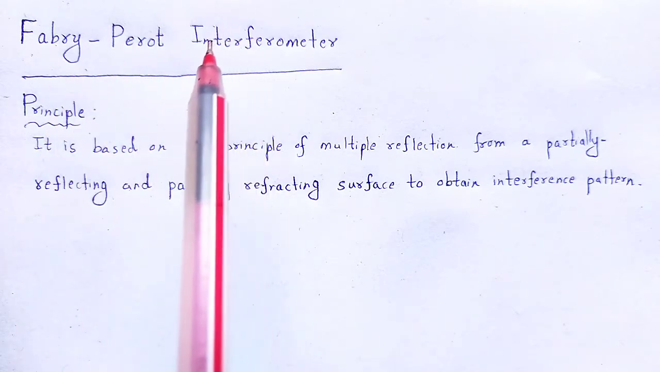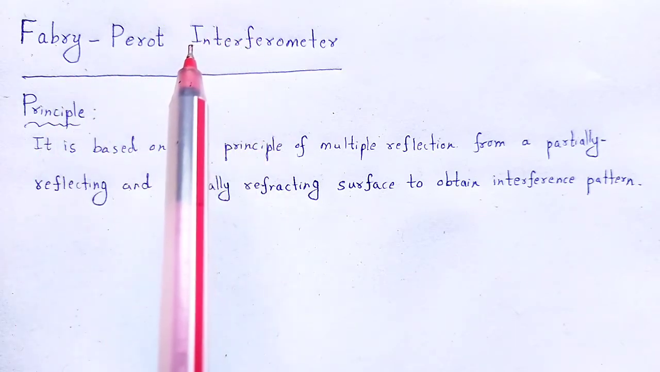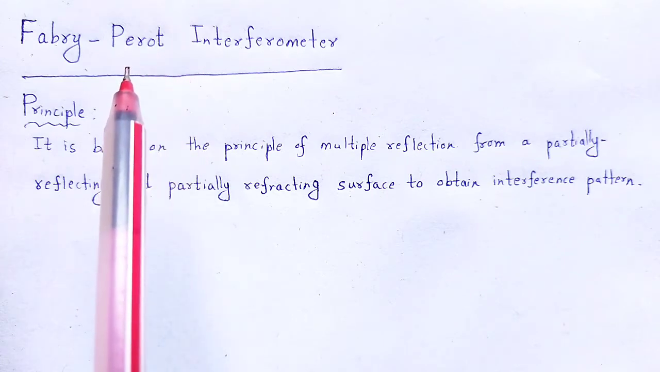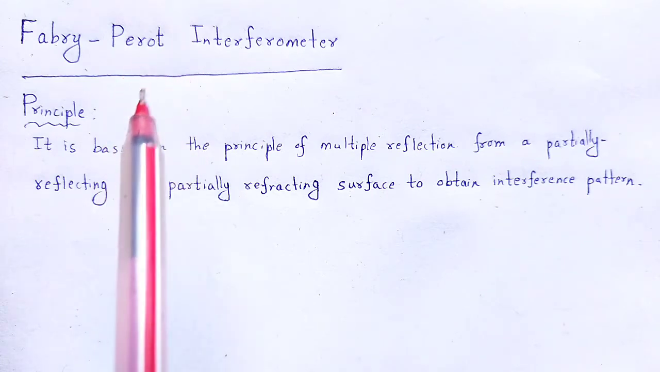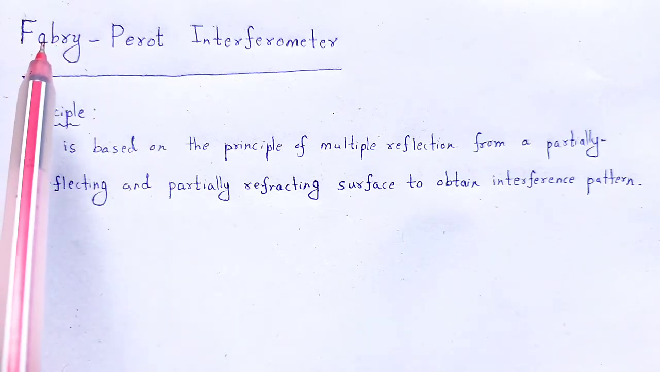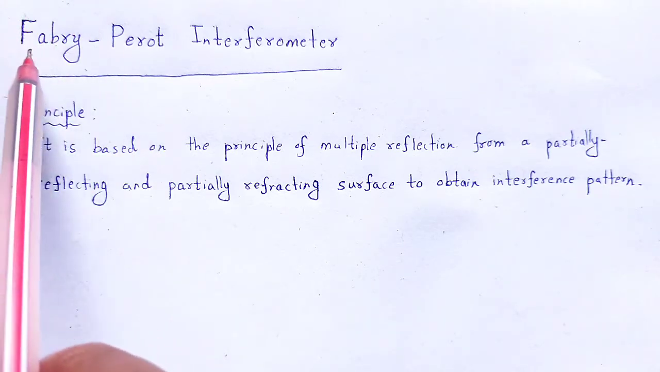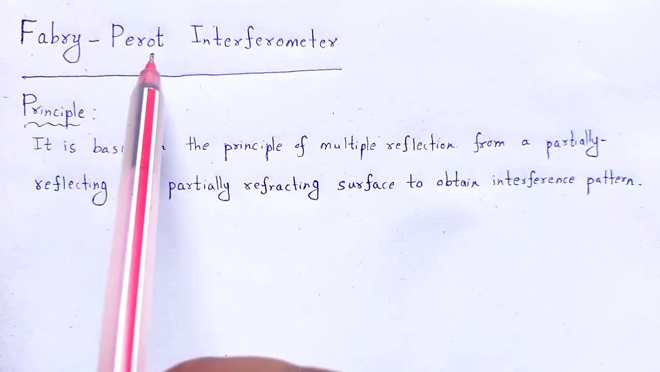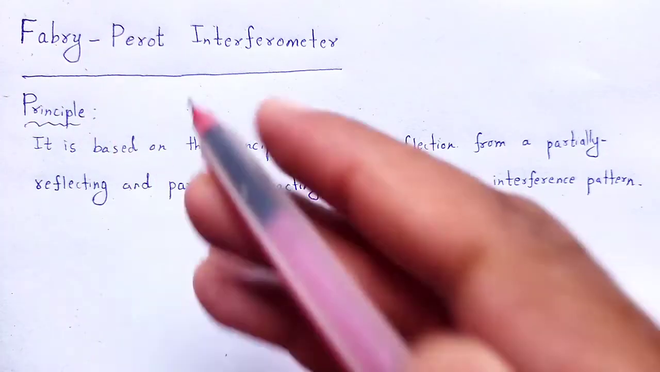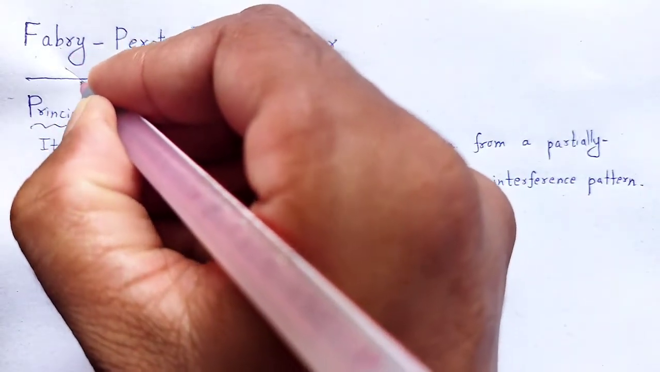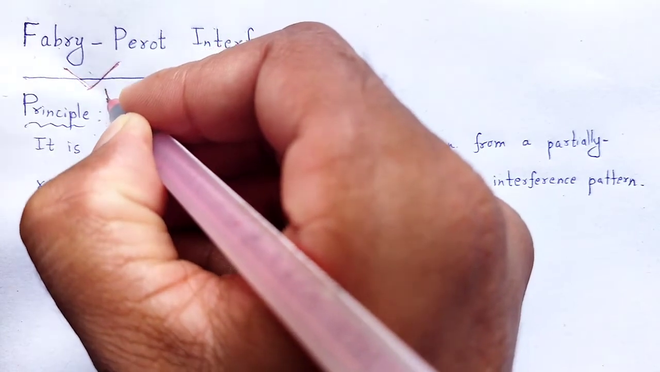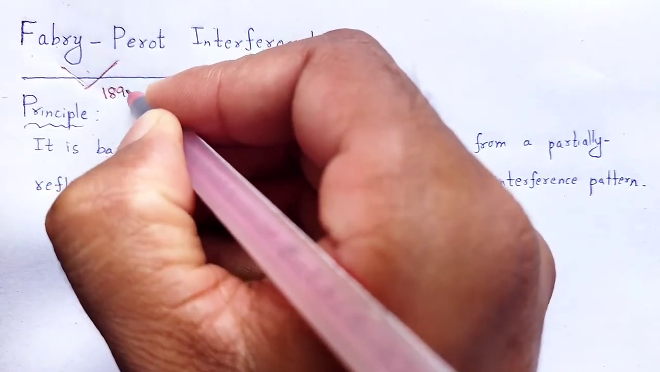Fabry-Perot Interferometer was devised by two French physicists, Charles Fabry and Alfred Perot, in the year 1899.